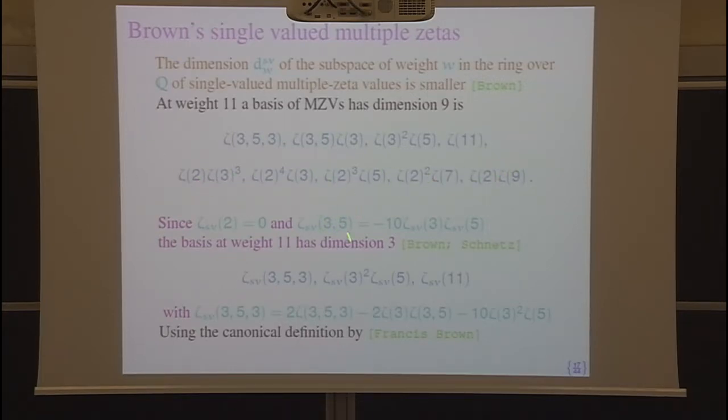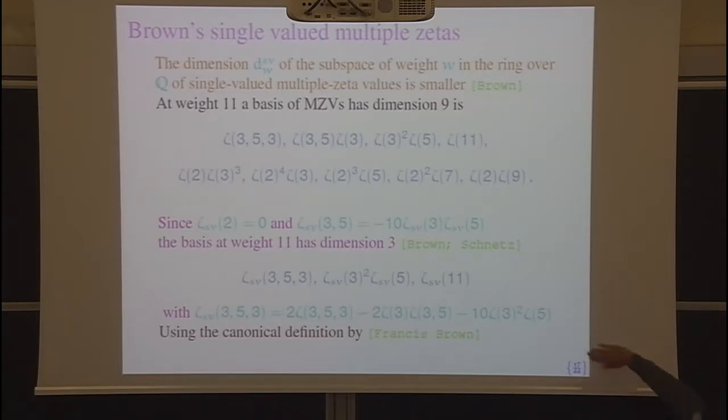So the single-valued projection of that space, you kill all the even zeta, so you remove the second line. The most surprising thing is that depth 2 multiple zeta. So this guy is an independent object as a multiple zeta value. But the single-valued projection actually is a product of single-valued ones. So it's not an independent object. So that means at weight 11, the basis of single-valued multiple zeta is 3.